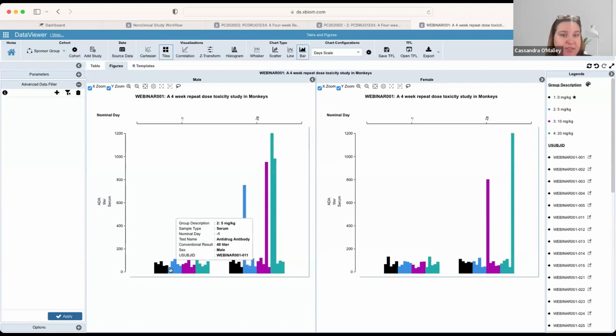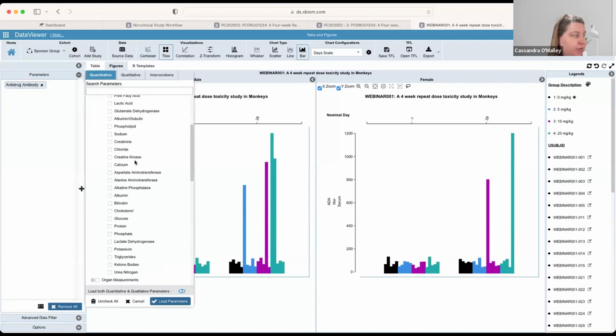On the left are the males, and on the right are the females again. From left to right, it's going to be color-coded from control onward. So please note that the ADA levels are low in general on study day -1. However, on study day 28, there are higher levels for the dose groups. With this information, we might want to look at the PK parameters to see whether the subjects with the high ADA titers might also have low exposure levels.